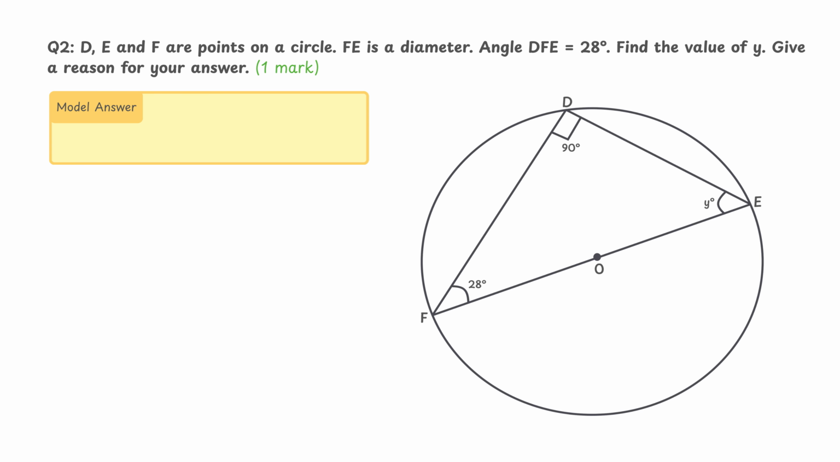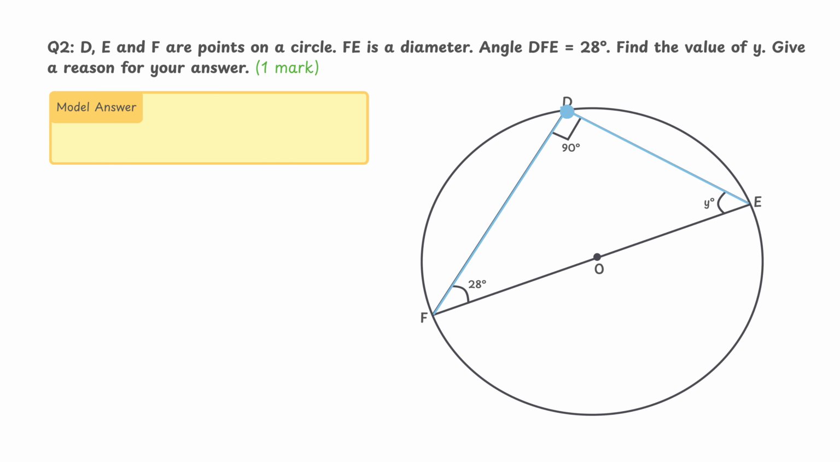Let's break it down. Step 1, as always, is to look for the key clue. We are told that FE is a diameter, so immediately you should be thinking about the angle in a semicircle. Now look at point D. The angle at D is formed by lines DF and DE, and it sits opposite the diameter FE. That means angle FDE is 90 degrees. So we can state clearly, angle in a semicircle is 90 degrees. That is your reason, and that secures your method mark.